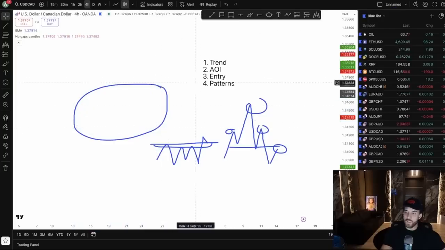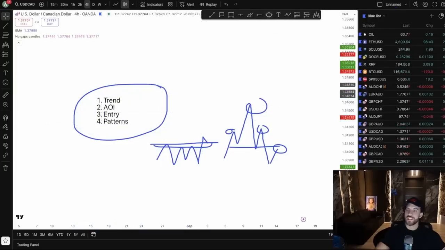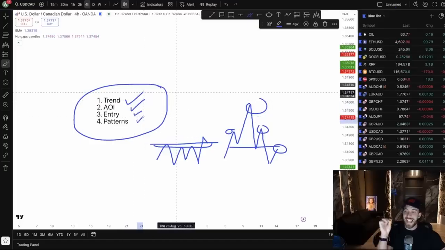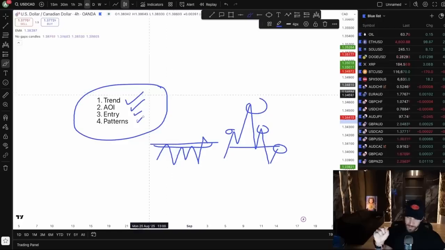Does every single trade need to have every single one of these checked off for it to be the lowest risk possible trade? Yes. Does every single trade that you take need to have every single one of these checked off for you to take the trade? No.